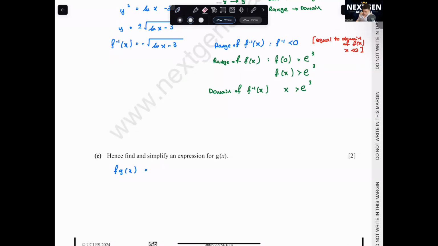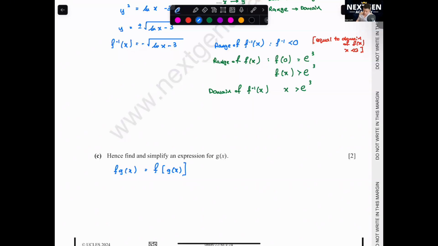Okay, or maybe I explain to you all here first. I can write it as f bracket gx, f bracket gx. Or actually, another way you can do is you can just inverse the equation. I show you one way first.